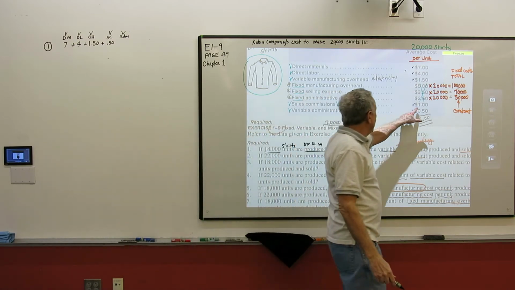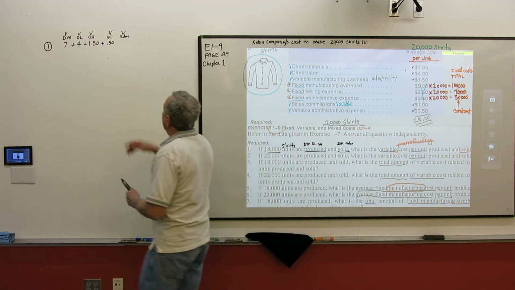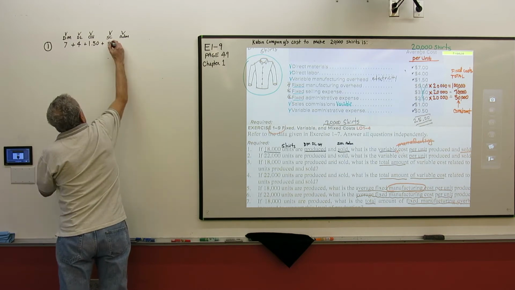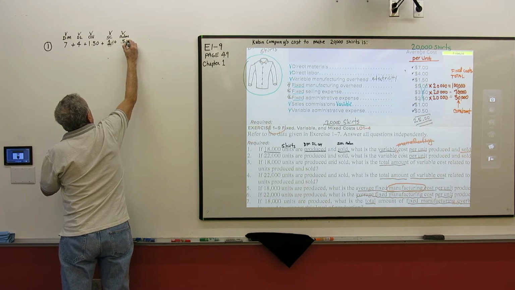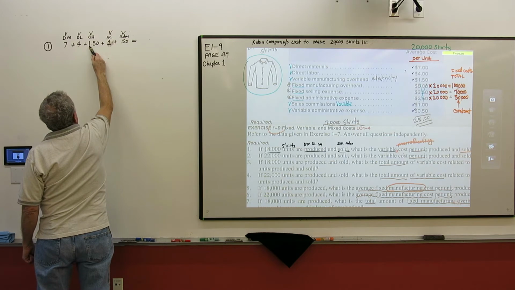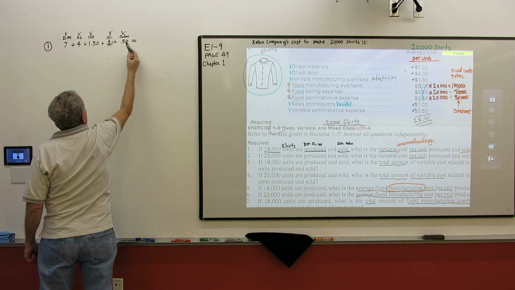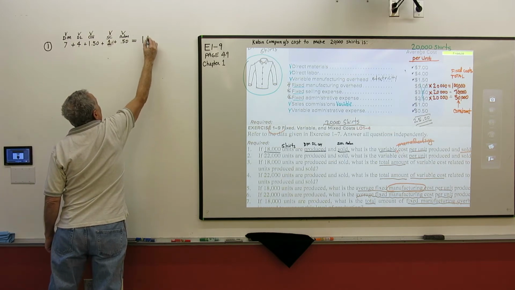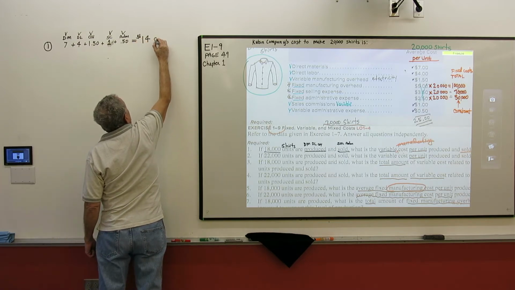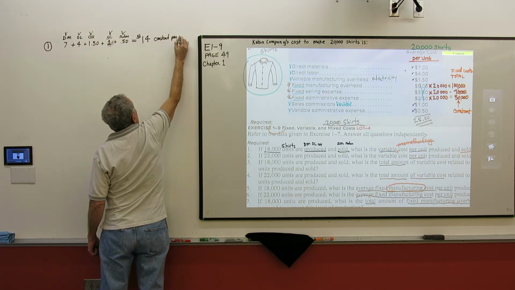Sales commissions were $1, and then the administrative was 50 cents. And then we'll add that up. 7 and 4 is 11, 12, 13, and 50 cents. This is $14. Now try to remember, this is constant per unit.